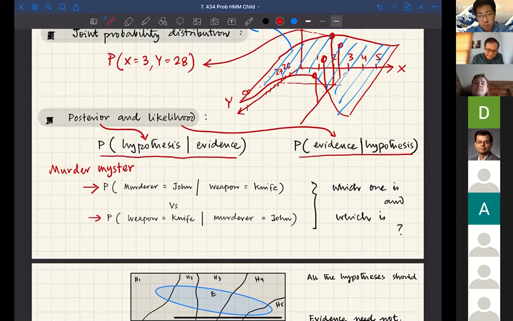So in this case, which is the posterior and which is likelihood? The former would be posterior, and the latter would be, sorry, likelihood. So is that Adil? Yes. So you're saying this is posterior? Yeah, because the weapon would be the evidence.